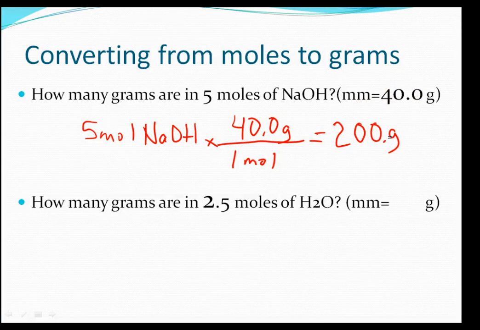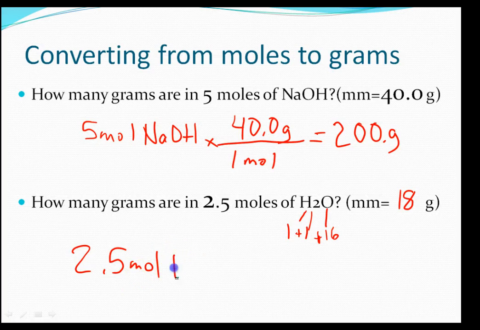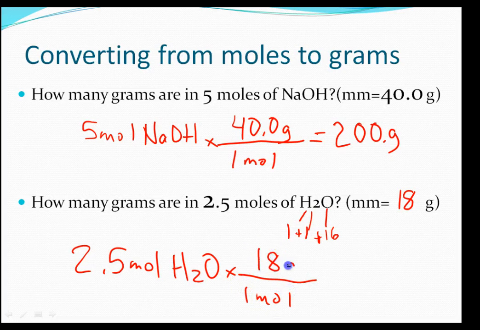And then the second one says how many grams are in 2.5 moles of H2O. Hydrogen, if you remember, is 1 gram. I have 2 of those, so I've got 1 and another 1. And oxygen is 16 grams, if you remember that. So the molar mass of water is 18 grams. So I would start with my 2.5 moles of H2O. And 1 mole of my H2O is 18 grams. And then I would multiply that out. I'm going to have you guys do that on your calculator and tell me what you got.